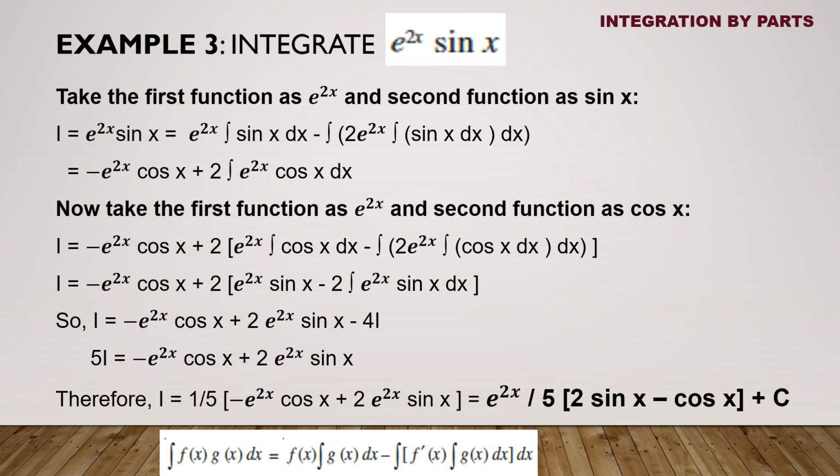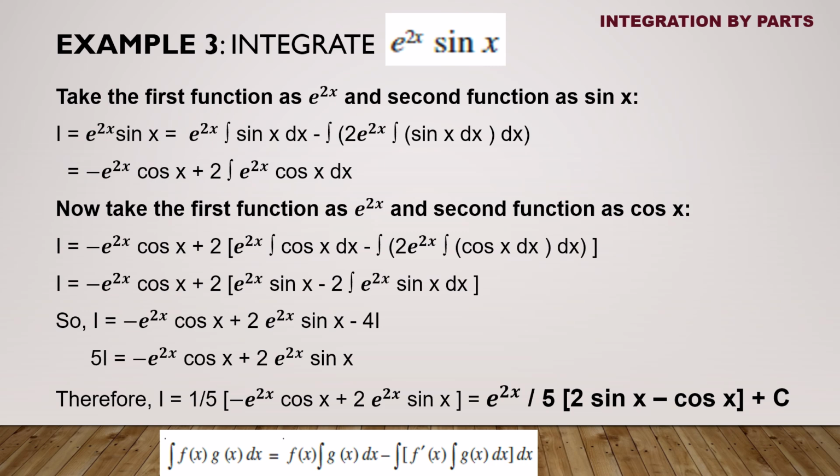See, integration by parts is a very useful and important technique, but you have to just take care while doing the simplification. Third example, integrate e raised to 2x sin x. So take the first function as e raised to 2x and the second function as sin x. So now it is first function as it is e raised to 2x into integral of sin x minus integral of f dash of x, derivative of the first function.